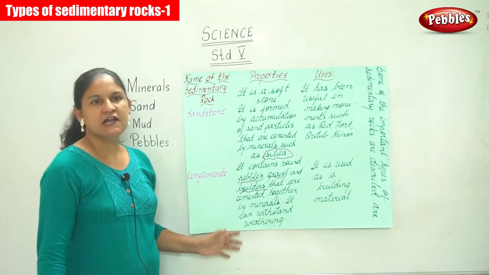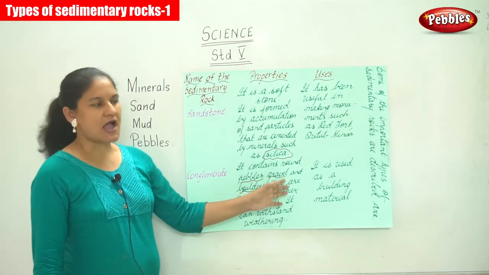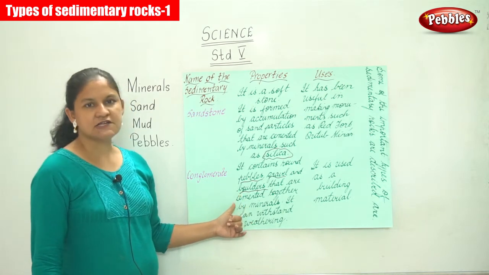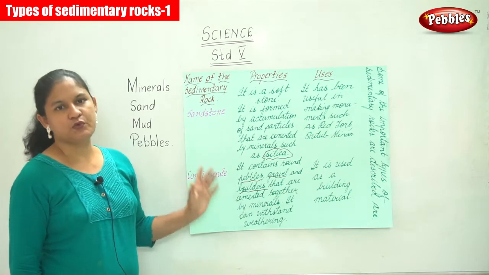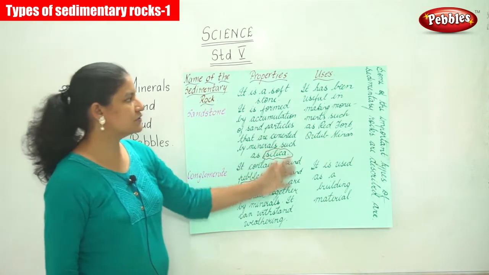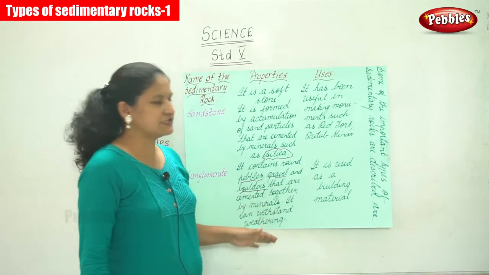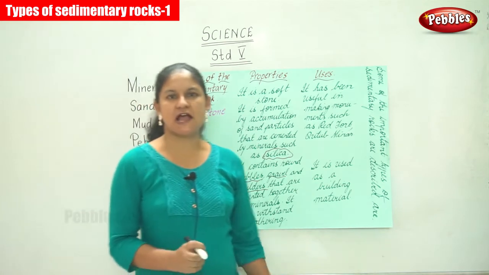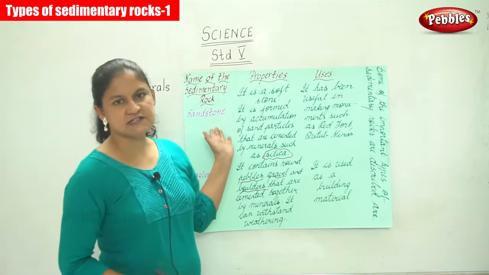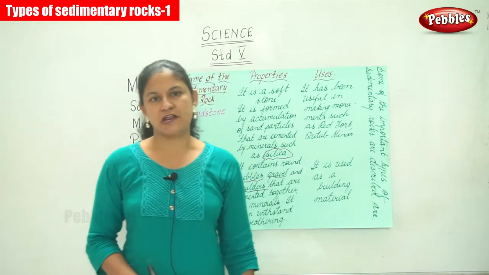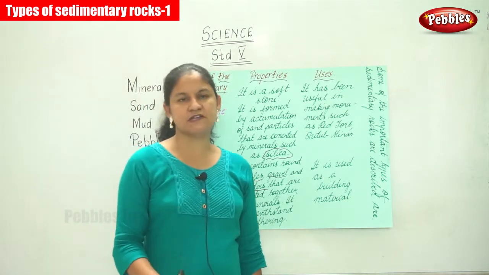The properties: it contains round pebbles, gravel and boulders that are cemented together by minerals, and it can withstand weathering. The uses are: the conglomerate is used as building material. So these are the properties and the uses of the sedimentary rocks, that is your sandstone and your conglomerate. Moving on to the next two important types of sedimentary rocks.